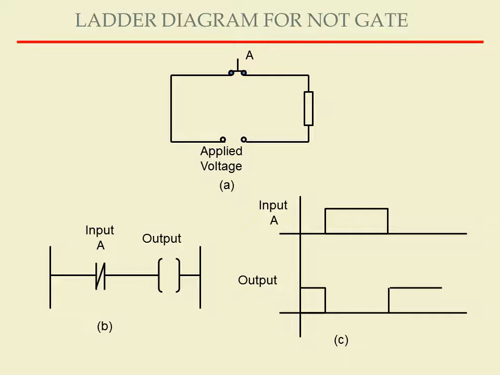Then the ladder diagram for the NOT gate. Here one switch is applied, and that is a normally closed switch, and the output is indicated by some device such as an LED. Okay, so for the NOT gate, if the input is 0, output is 1, and if the input is 1, output is 0. So that is shown in diagram C.